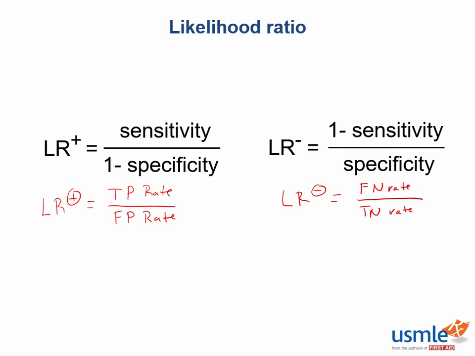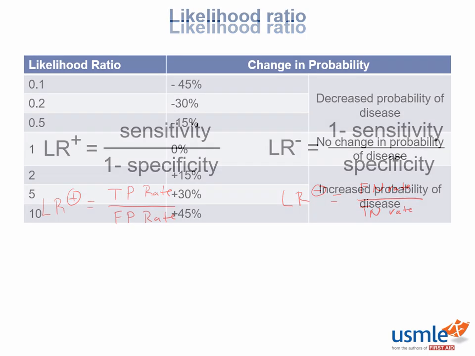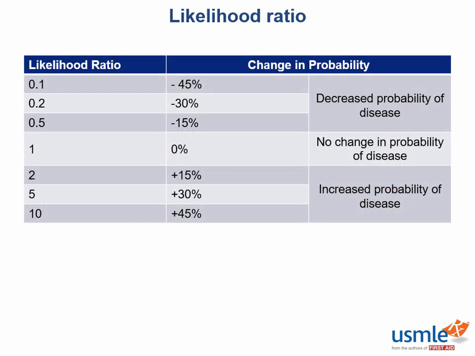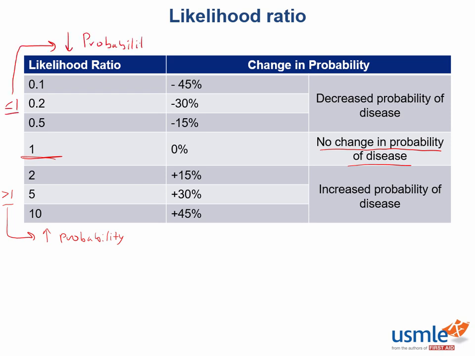Now, if the likelihood ratio is greater than 1, this increases the likelihood that the disease in question is present. While if the likelihood ratio is less than 1, this decreases the likelihood that the disease in question is present. And this can be divided out into a table as follows. Here you can see that with a likelihood ratio of 1, there's no change in disease probability. But as the number increases or decreases from 1, you can see that the probability of disease changes.